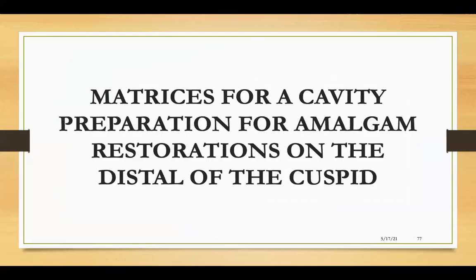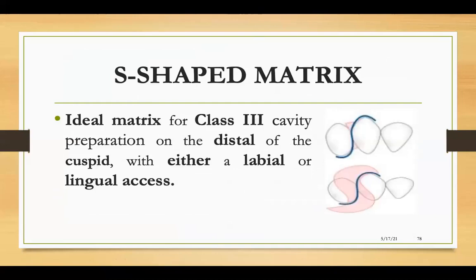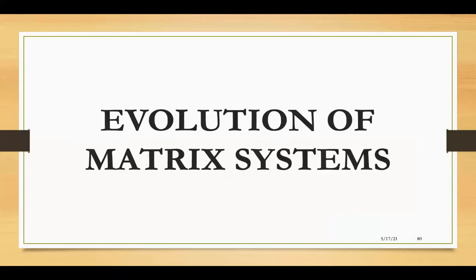Then matrices for a cavity preparation for amalgam restoration on the distal of the cuspid, which is your canine. This is your distal of the cuspid S-shaped matrix band. Just remember the names, don't worry. We are not going to ask you to practically do these now. Nobody does these. We have easier methods. I'm just trying to tell you the evolution that has happened in matrices, retainers, and wedges.